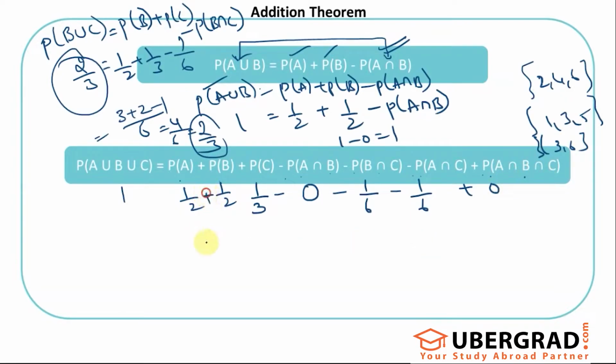So 1 by 2 plus 1 by 2 is 1, plus 1 by 3 minus 1 by 6 minus 1 by 6 is minus 1 by 3. They get cancelled out. I'll get 1, which is what this is, right? So these two are mostly used and seen. This one is a bit rare, or very rare, to be very frank, but still good to know.